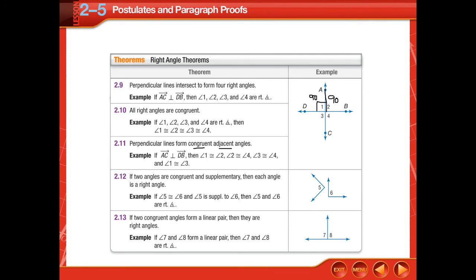So the reason that we say that if they're congruent and supplementary, because if they're supplementary, they have to add up to 180 degrees. And the only way to get them to be congruent would be if they were both 90. Therefore, this theorem says that if they are congruent and supplementary, they're right angles. This is saying if they're a linear pair and they're congruent, then they're right angles because these still have to add up to 180 degrees.